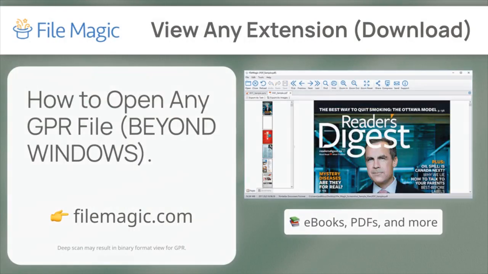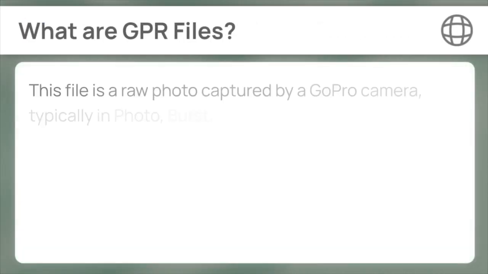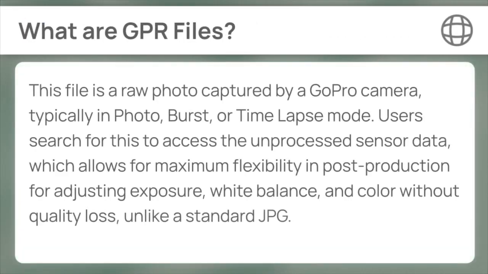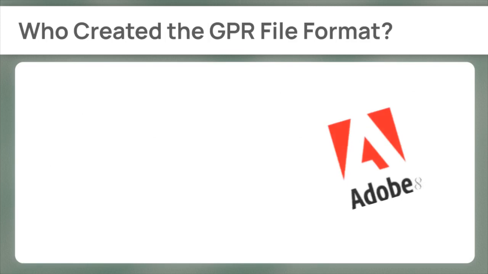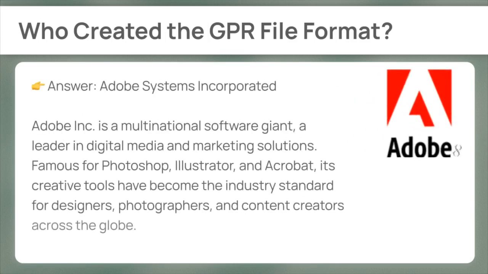formats as well. This file is a raw photo captured by a GoPro camera, typically in photo, burst, or time lapse mode. Users search for this to access the unprocessed sensor data, which allows for maximum flexibility in post-production for adjusting exposure, white balance, and color without quality loss, unlike a standard JPG.